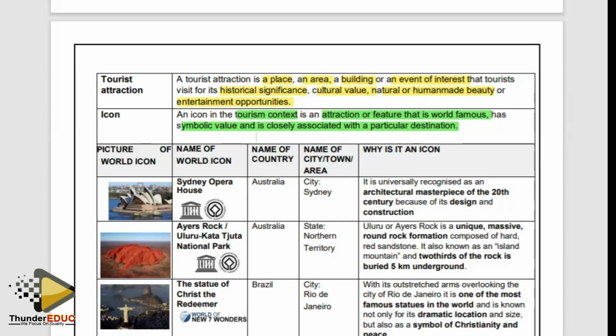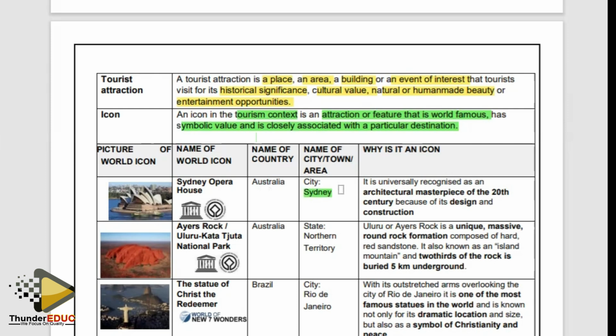The first picture which appears there is a building with boat-like sails. It is known as the Sydney Opera House. The Sydney Opera House is also a UNESCO World Heritage Site, as you can see from these two logos which represent a World Heritage Site. The country is Australia. The Sydney Opera House is located in Australia. In terms of the continent, it also remains Australia. In terms of the city or town area, it is located in Sydney.